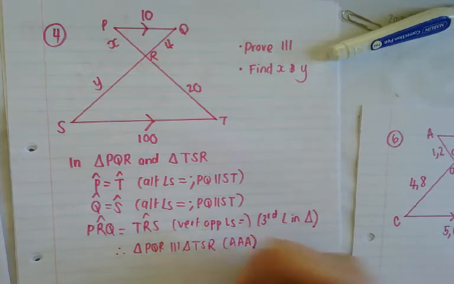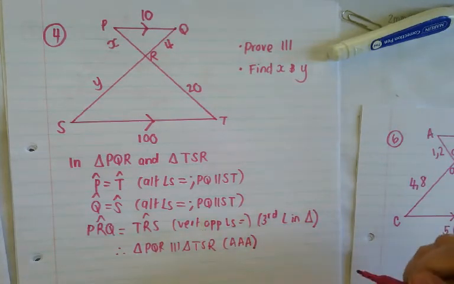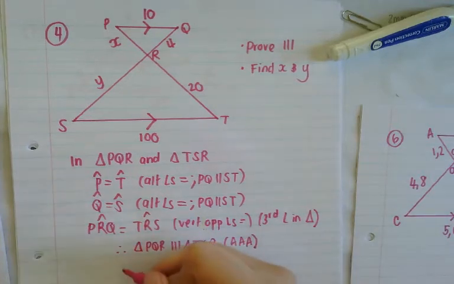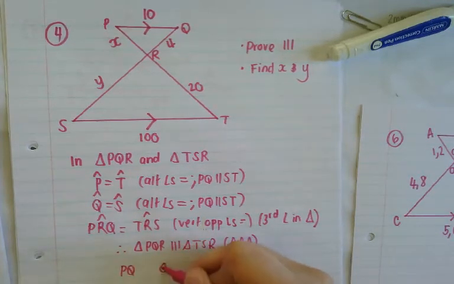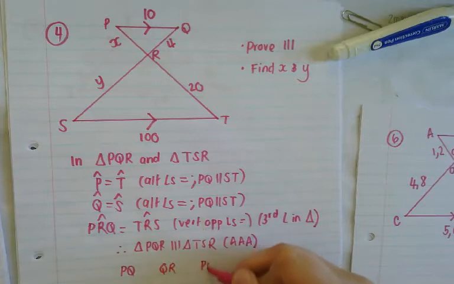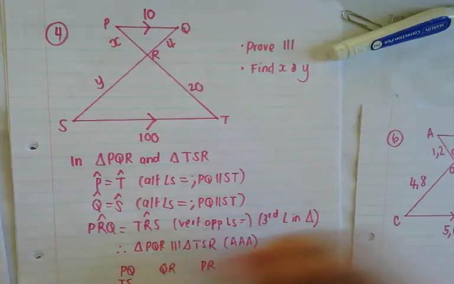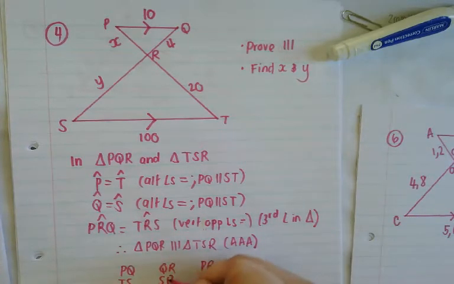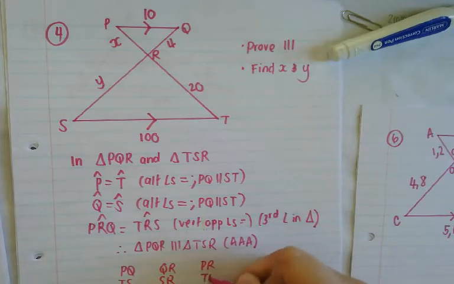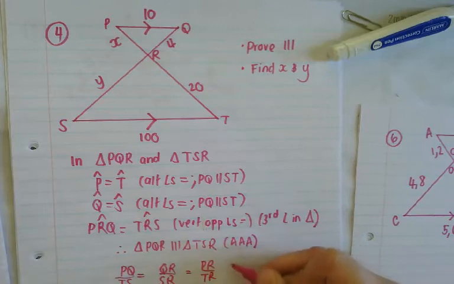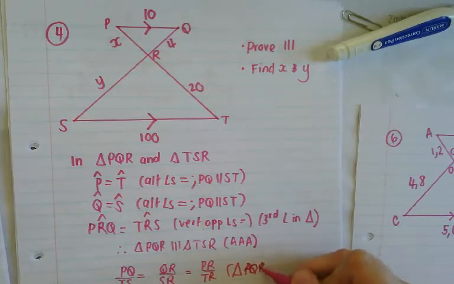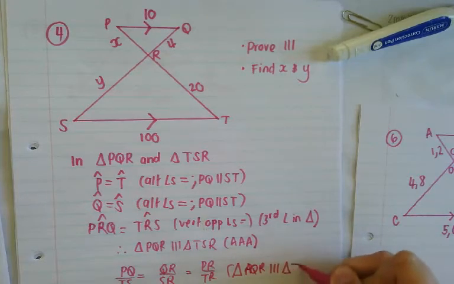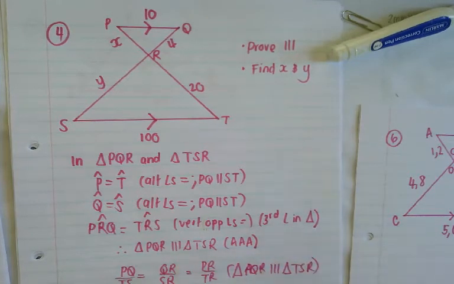Now for my next question, I'm going to need to know what those sides are, so I'm going to write it out. PQ, QR, and PR, TS, SR, and TR, and they are all equal to each other because triangle PQR is similar to triangle TSR.